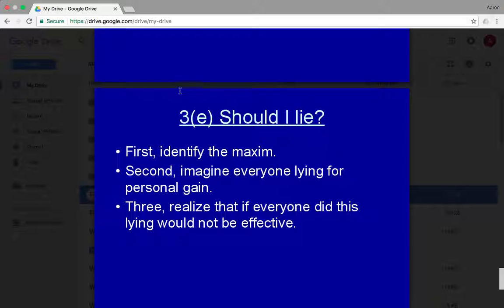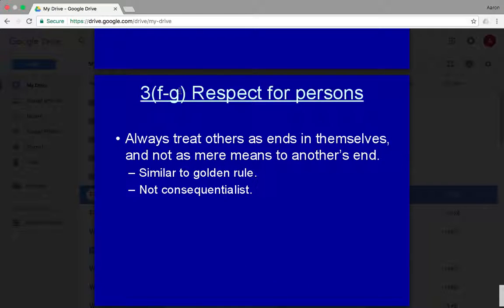Okay, now, in his writings, Kant has offered us another categorical imperative, which he thinks we must always obey. This is called the principle of respect for persons. The basic idea is that we should never use other people merely for our own benefit without taking their needs and desires into account. He states this as follows: always treat others as ends in themselves and not as mere means to another's end. This principle is very similar to the Golden Rule, which states we ought to treat others as we would like to be treated.